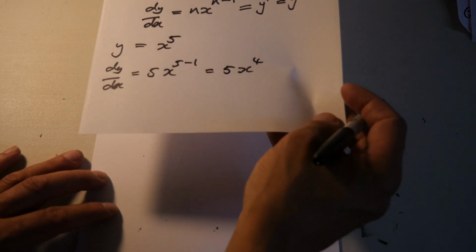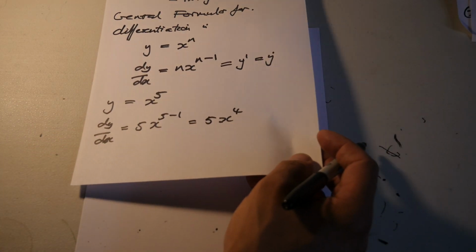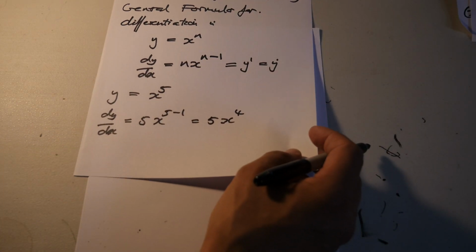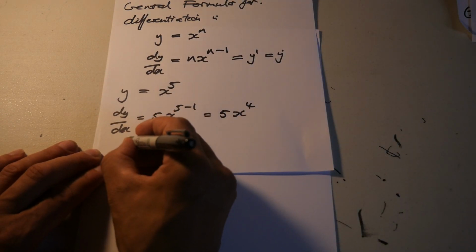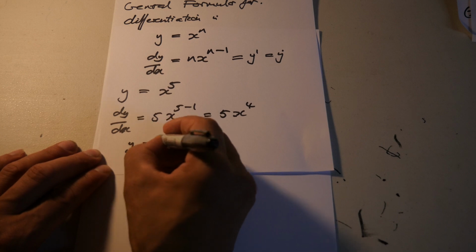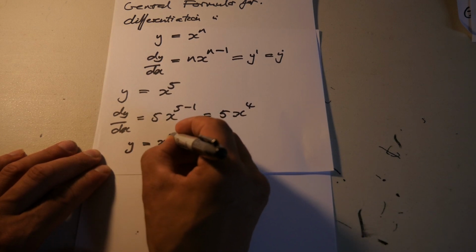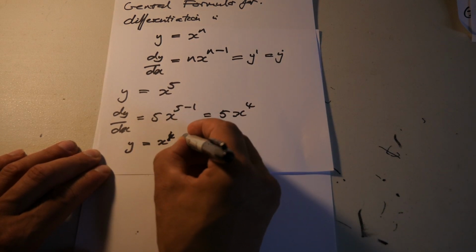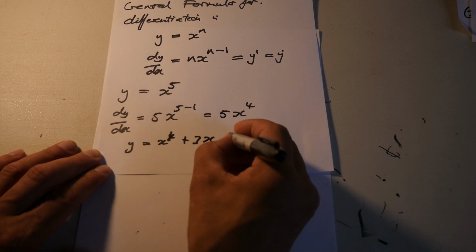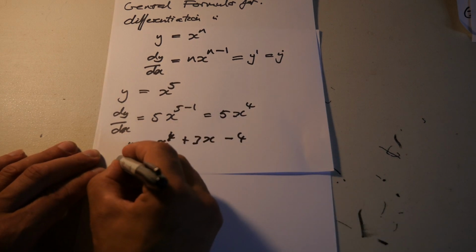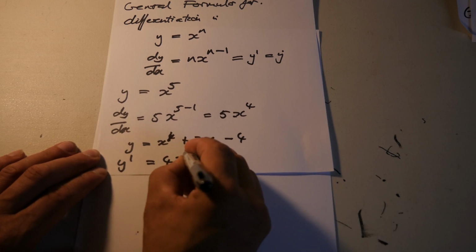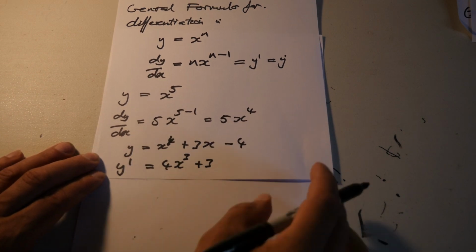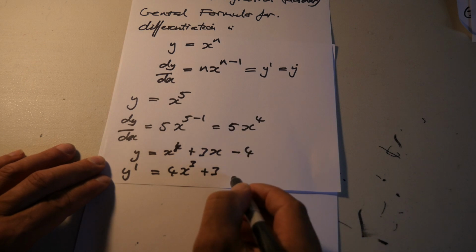Another example. If y equals x to the 4 plus 3x minus 4, then y dash equals 4x cubed plus 3. You notice that the constant term becomes 0.